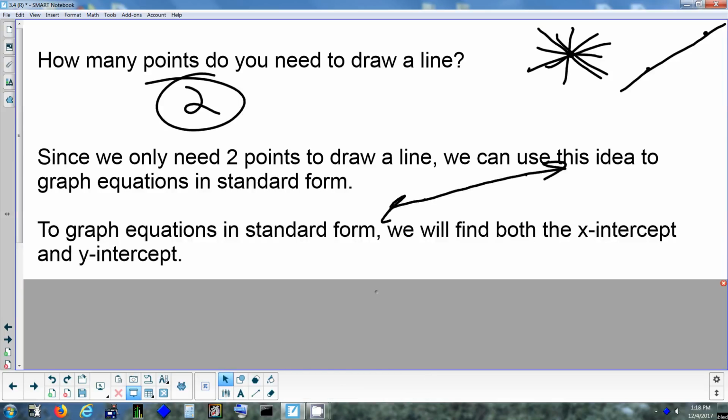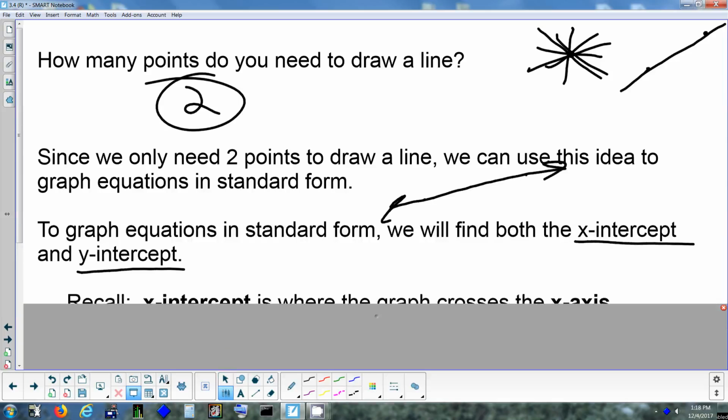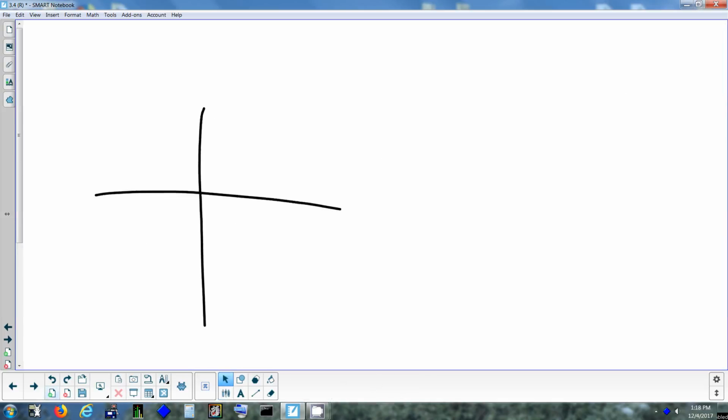To graph an equation in standard form, we're going to find what's called the x-intercept and the y-intercept. I think we've talked about it before, but can anyone tell us what the y-intercept is? If you had to describe it, what is the y-intercept of a line? It's where the line does what? Isn't the y-intercept where the line hits on the y-axis? Exactly. Just to show you, if you had something like this, x, y, there's your y-intercept right there. What do you think the x-intercept is? Yep. Where the line intercepts on the x-axis.